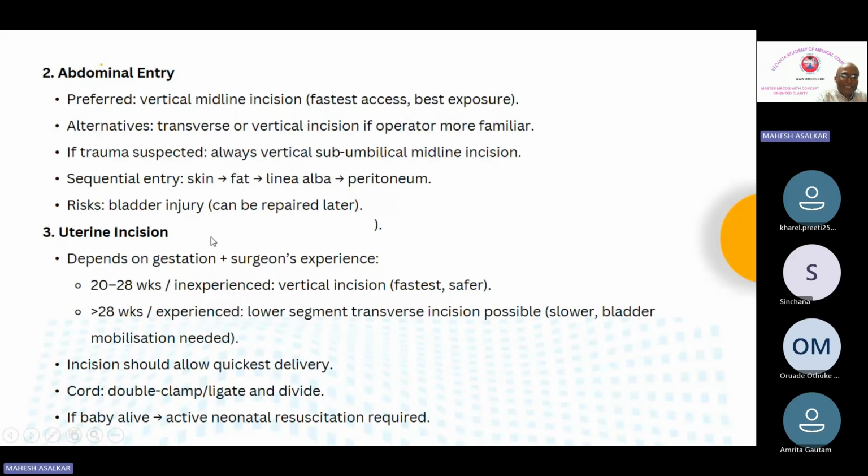Then the uterine incision. What should the uterine incision be? Between 20 and 28 weeks of gestation, a vertical incision is faster, especially when the surgeon is inexperienced. So the uterine incision may be vertical, or a lower segment transverse incision if it is more than 28 weeks and the surgeon is experienced. The incision should allow quick delivery.